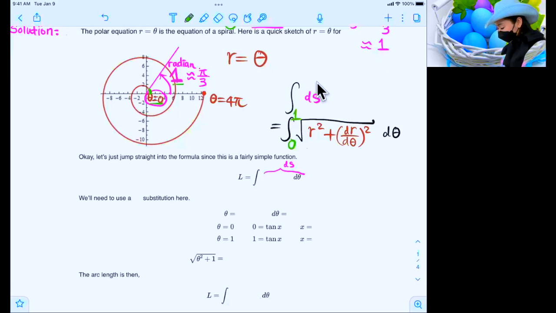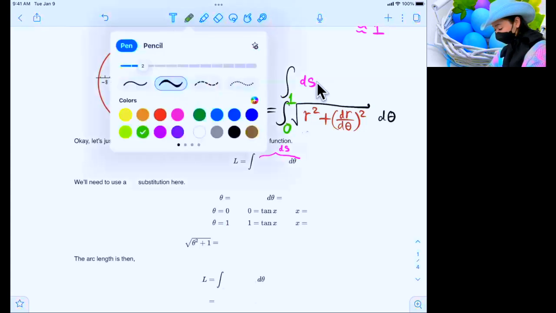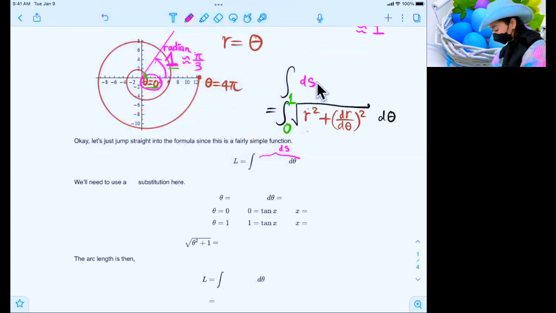Okay, so you set this up. So that is the arc length, okay? And r over here, what is r? r is theta. Yes, r equals theta. Okay, what's dr d theta? Yes, it is 1. So dr d theta equals 1. Yeah, you got it.